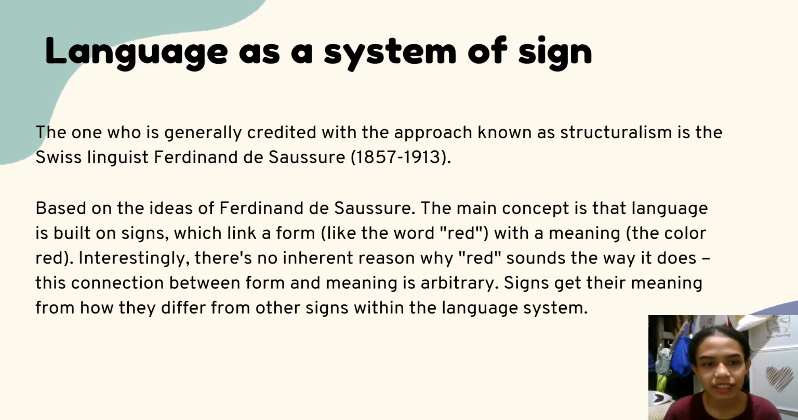So, next topic is language as a system of signs. The one who is generally credited with the approach known as structuralism is the Swiss linguist Ferdinand de Saussure, 1857 to 1913. Based on the ideas of Ferdinand de Saussure, the main concept is that language is built on signs, which link a form like the word red with a meaning, the color red. Interestingly, there's no inherent reason why red sounds the way it does. This connection between form and meaning is arbitrary. Signs get their meaning from how they differ from other signs within the language system.